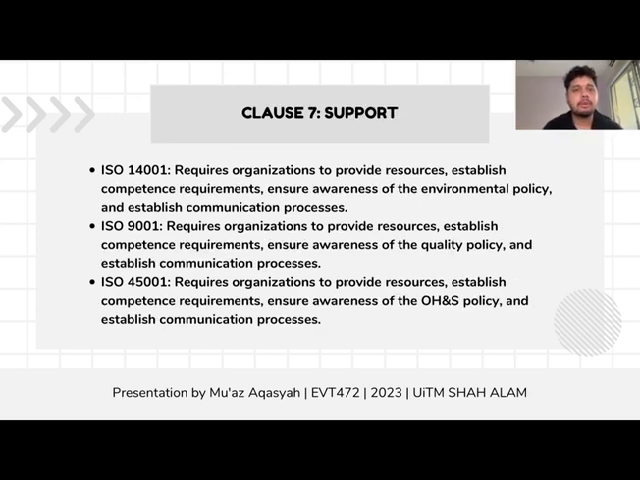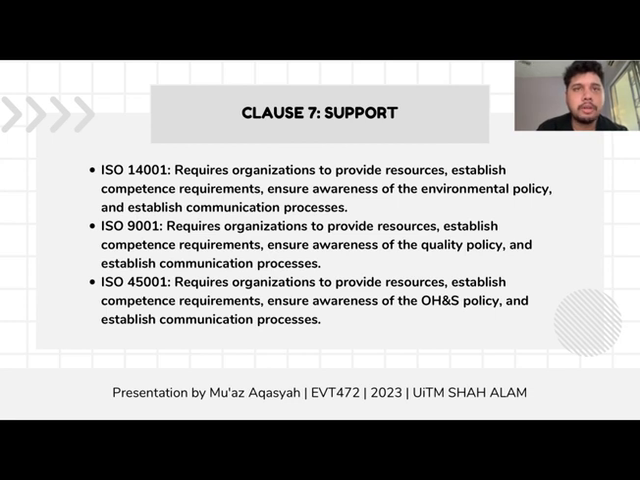For clause 7, which is support, for ISO 14001, it requires organization to provide resources, establish competence requirements, ensure awareness of the environmental policy, and establish communication processes. While ISO 9001 requires organization to provide resources, establish competence requirements, ensure awareness of the quality policy, and establish communication processes. And ISO 45001 requires organization to provide resources, establish competence requirements, ensure awareness of the occupational health and safety policy, and establish communication processes.